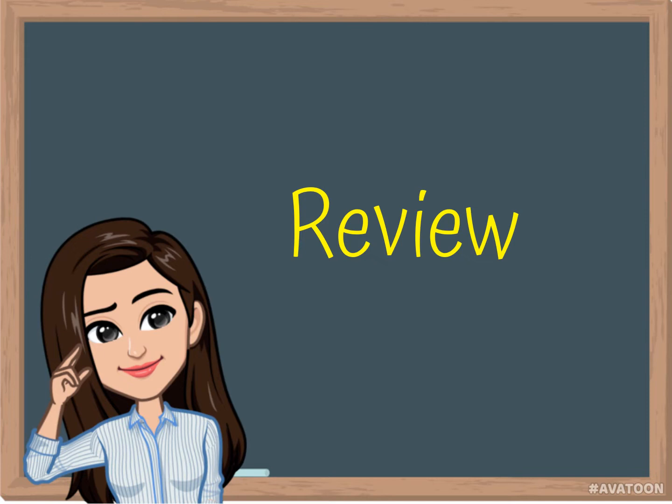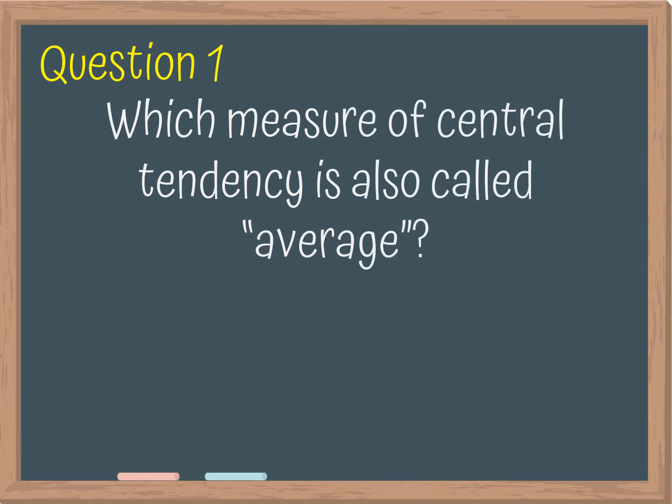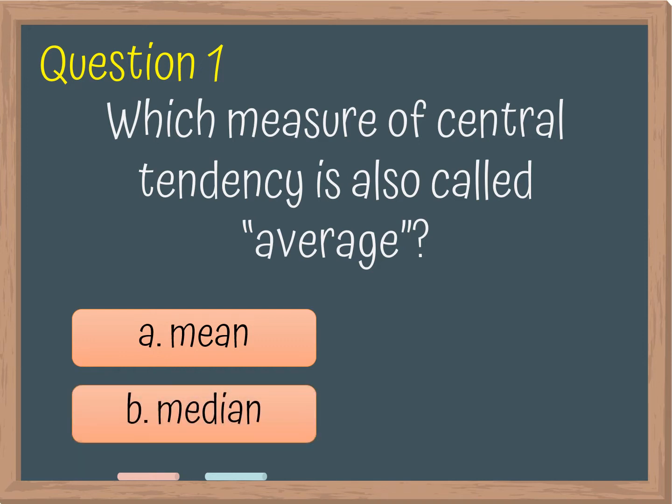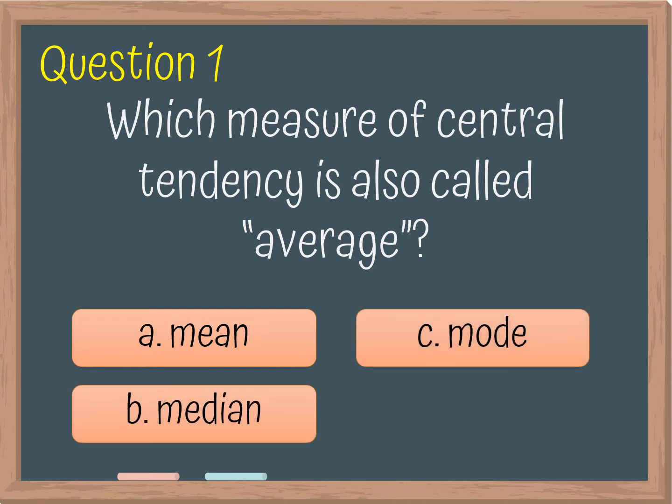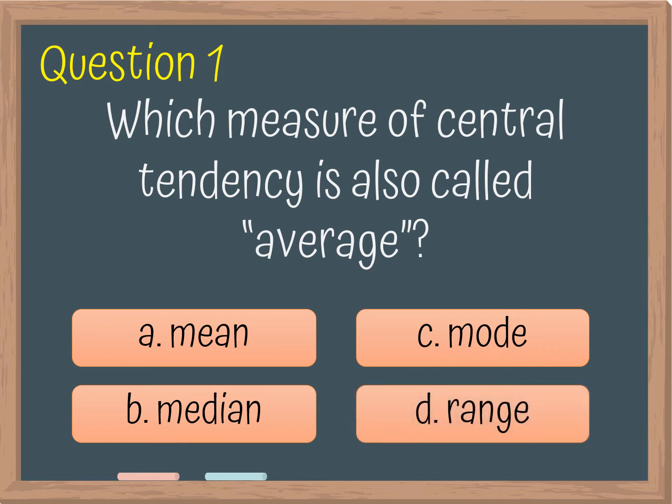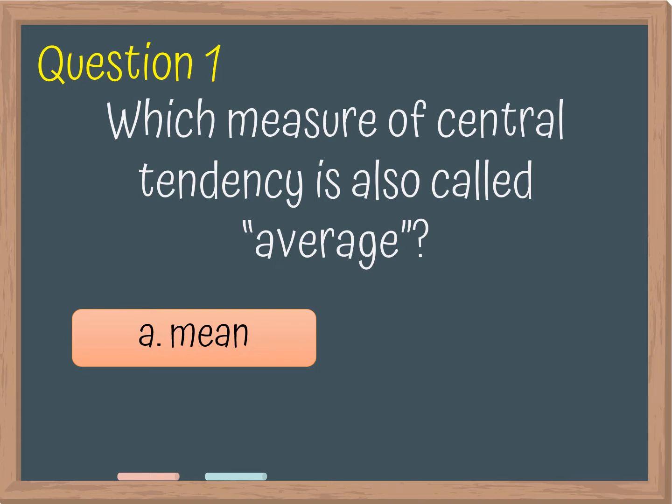Read and answer each question before the time is up. Are you ready? Let's go. Question number 1. Which measure of central tendency is also called average? A. Mean. B. Median. C. Mode. Or D. Range. 5 seconds. Go. Time is up. The correct answer is A. Mean.